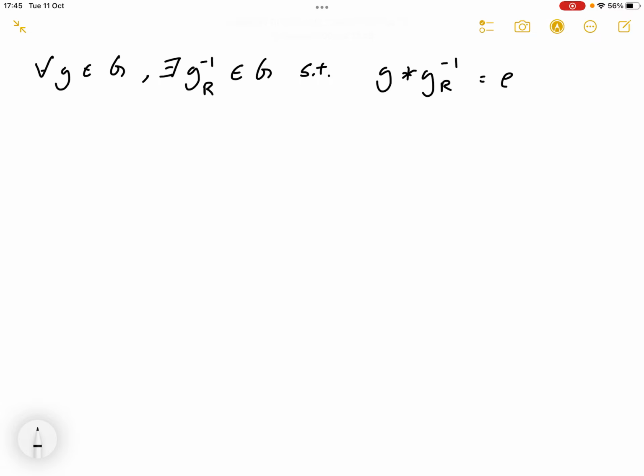So in the previous video we said that for all G in the group, for all elements in the group, there exists a G inverse. In fact, I'm going to call it G inverse sub R, and you'll see why, in G, such that G star G inverse R is equal to E R. Okay.